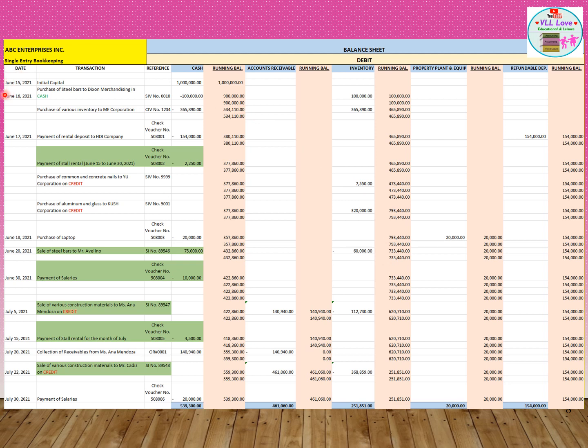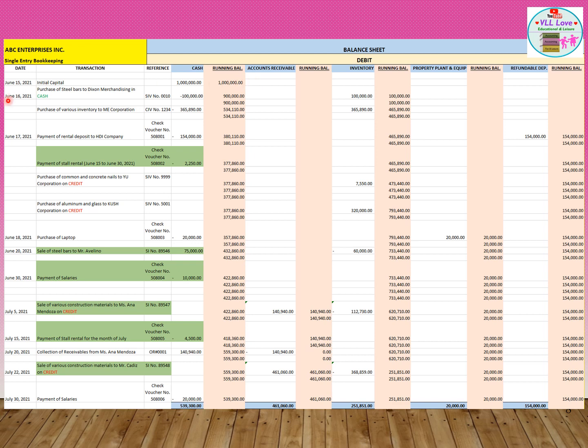Okay, to start, we have June 15, 2021, where ABC Enterprises Inc. made an initial capital of 1 million. So, as I've mentioned, the affected accounts are cash and what? Can you guess? All right, and capital, credit. So, in this illustration, we have a running balance of 1 million.